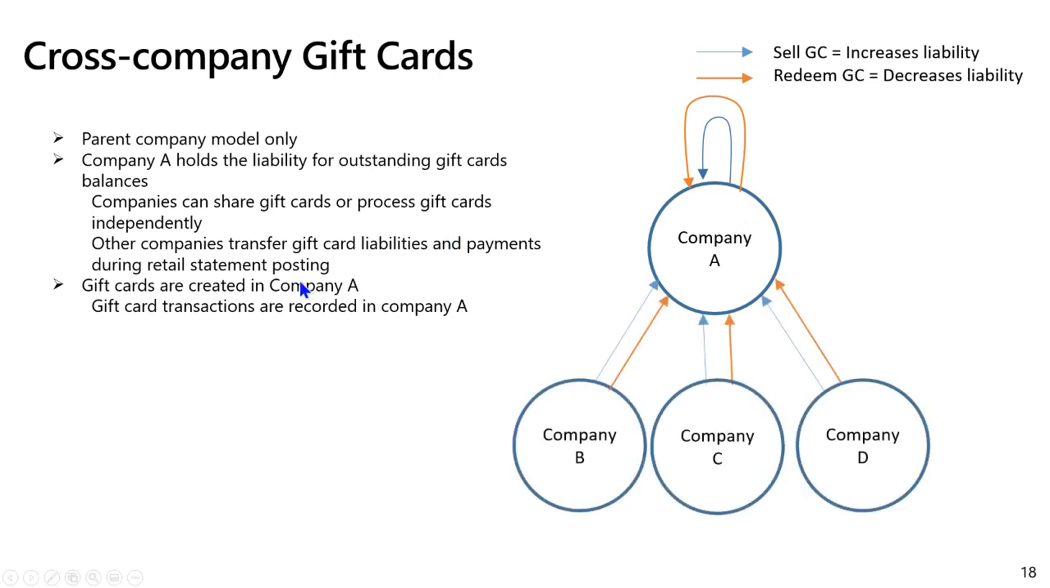If you have other companies that are participating but aren't doing their own gift cards, then on the sale and redemption, a secondary journal is posted to the GL for the intercompany postings. It's actually during statement posting for the transactions. So the regular transactions post in company B, and then a second set of transactions post to make that intercompany transfer.